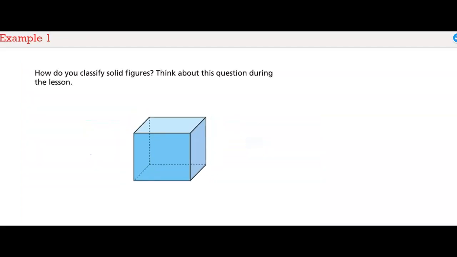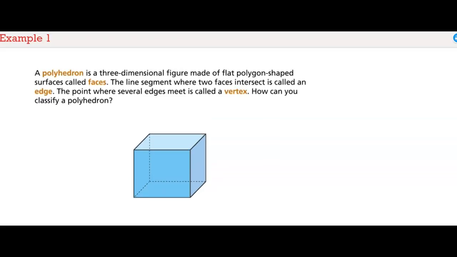How do you classify solid figures? Think about this question during the lesson. A polyhedron is a three-dimensional figure made up of flat, polygon-shaped surfaces called faces. The line segment where two faces intersect is called an edge. The point where several edges meet is called a vertex.